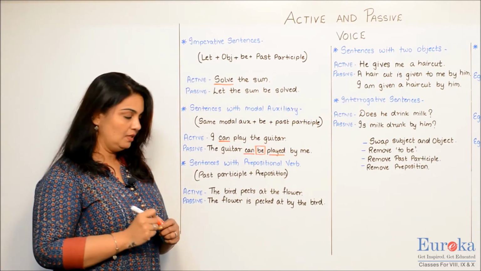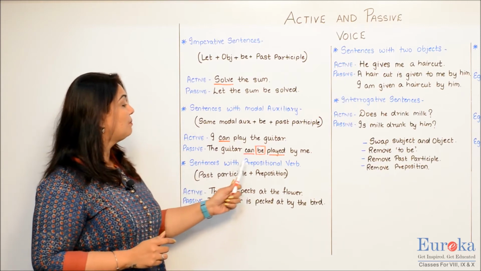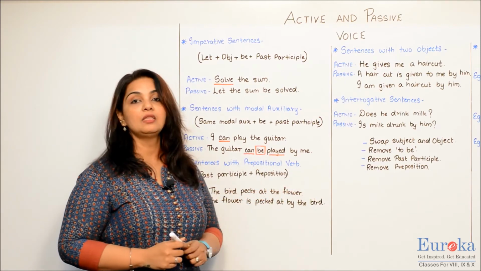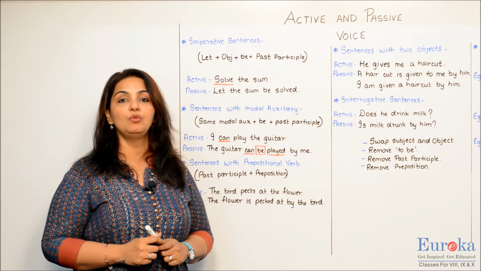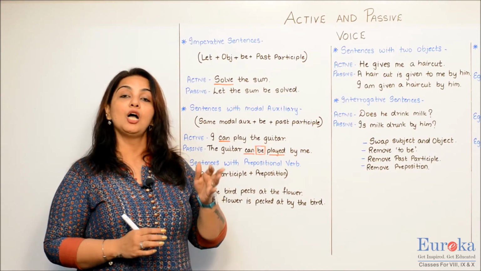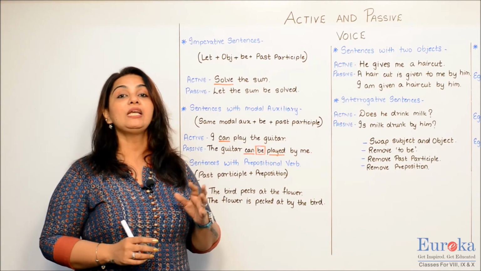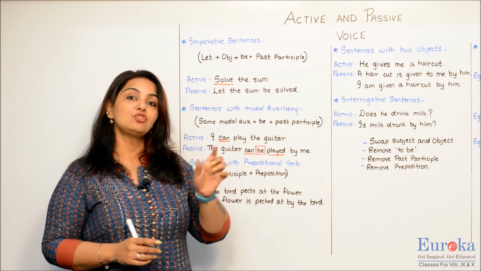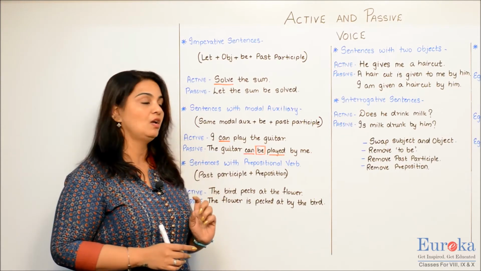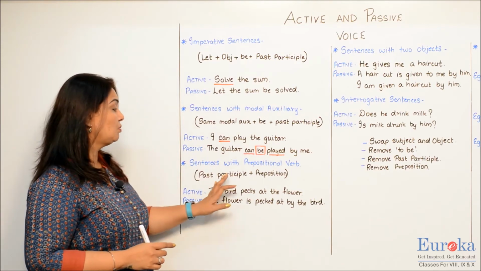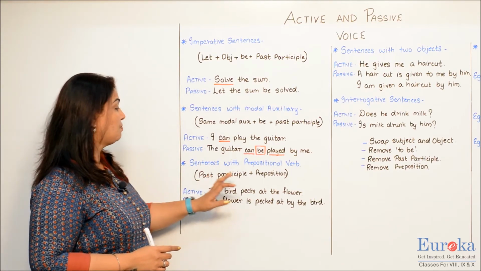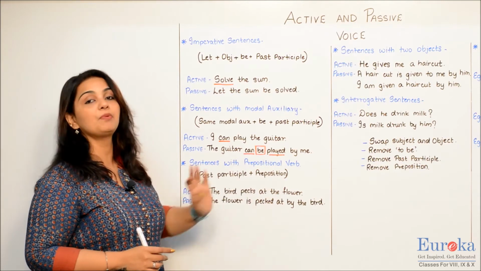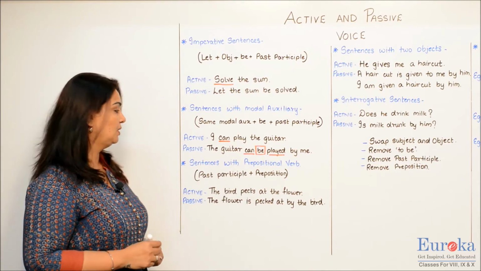The third example is sentences with prepositional verb. Now, what is the meaning of a prepositional verb? You will have the verb along with the preposition. We cannot divide them. The entire set of the word has to be carried forward the same way. So, let's look at it. So, what will be the structure for that? Past participle plus the preposition. So, look at the example given here.